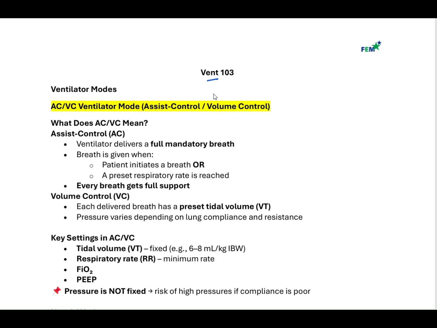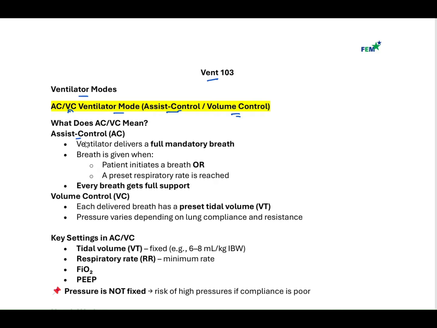Over the next couple of lectures, we'll be talking about ventilator modes. For the purpose of today's lecture, we're going to be talking about one of the most common modes that we use in the intensive care unit. This is the AC/VC ventilator mode, which is also called assist control, volume control. The AC is assist control and the VC is volume control. So what does AC/VC mean?